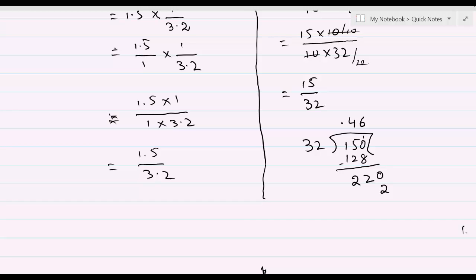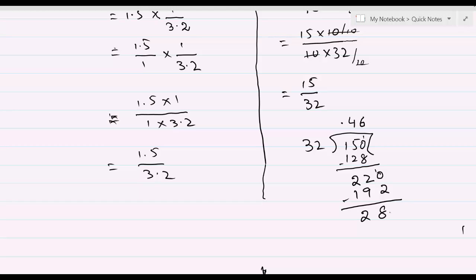So 32 times 6 is 192. Yes, this will become 192, and then take away. And if we subtract, we borrow 1 from here, this becomes 10, take away 2 will be 8, and then from 21 we can take away 19, and this will give us 2.